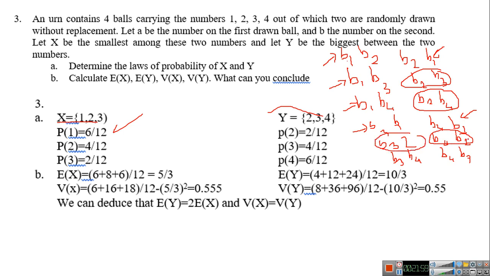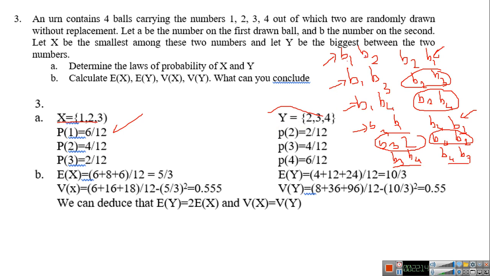So how many choices do I have? I have 4. And to get number 3, the rest, B3, B4, B4, B3. So 2 out of 12. For maximum, the same thing.